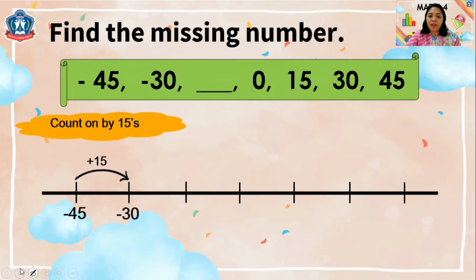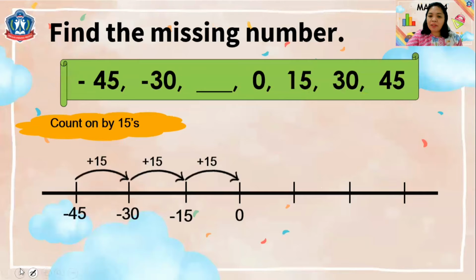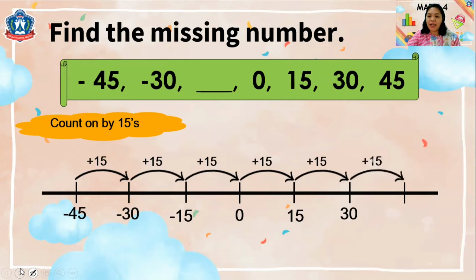So we count forward. From negative 45, if we add 15, that is negative 30. From negative 30, we add 15, that is negative 15. And from negative 15, we add again by 15, that is 0. Then we have another 15, then the next numbers are 30 and 45. So what is our missing number? The missing number then is negative 15. So we count on the number.